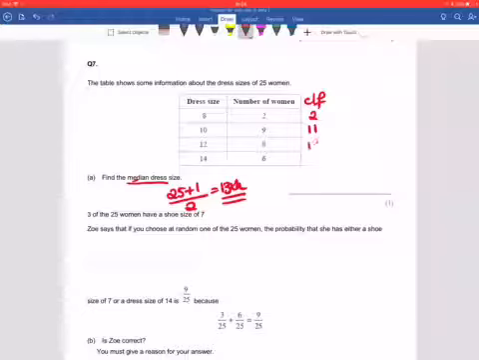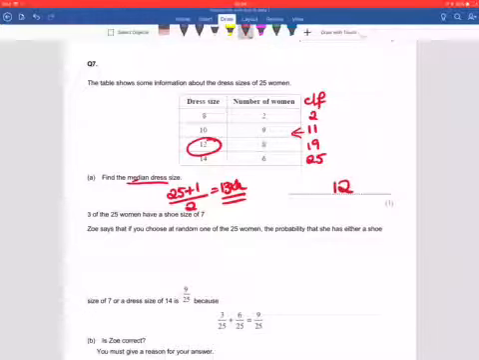I add 8. I've got 19 that are a size 12 and under. Add the 6. And I've got 25 that are a 14 and under. So where is that 13th value? Well, I'm only up to number 11, so 12 and 13, so she must have been a size 12.